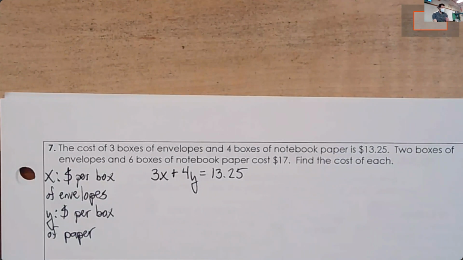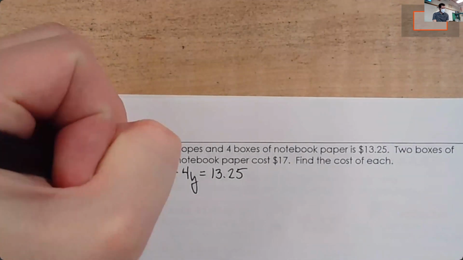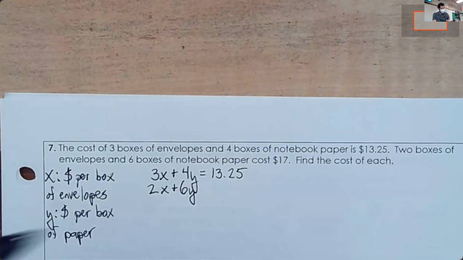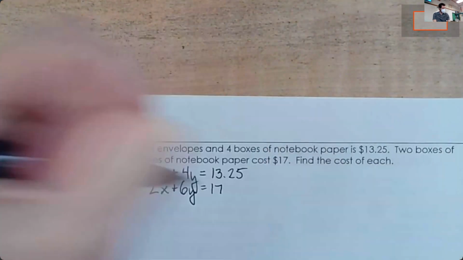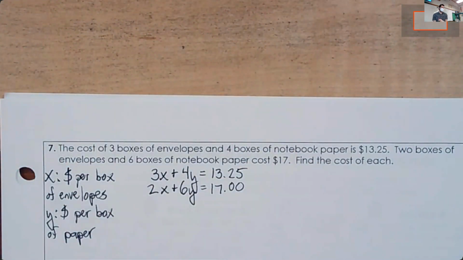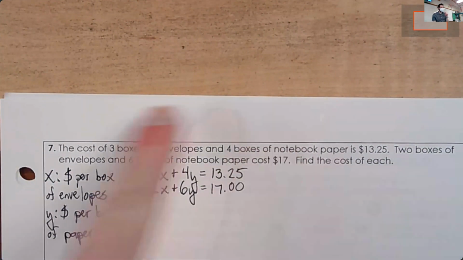And then the other one says 2 boxes of envelopes, so 2x, and 6 boxes of notebook paper, so plus 6y, is equal to $17, so 17. And I'm going to write 17.00 just so we've got those decimals all nice and lined up. So that is how this one sets up. Those are our 2 equations. And these are all lined up. X's on X's, Y's on Y's, numbers on numbers. This is all set up for elimination.